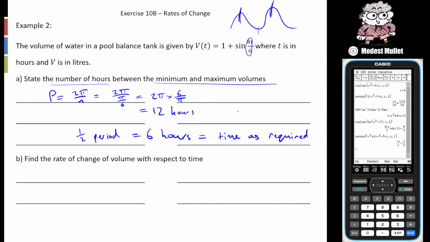Just to be clear to the examiner when they're marking, because we wanted a particular time, and we're implying by saying time as required that half the period is that time. Okay. So that's all we had to do. We haven't had to do a derivative, solve, nothing. It was just recognizing the function.